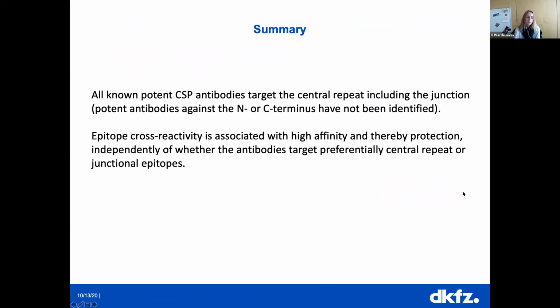So this brings me to my summary. We think that so far all known potent CSP antibodies target the central repeat, including the junction, whereas potent antibodies against the C or N terminus have not been identified so far. And we think that epitope cross-reactivity is associated with high affinity and thereby protection, independently of whether the antibodies target preferentially the central repeat or the junctional epitopes.